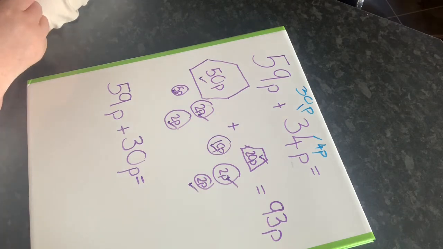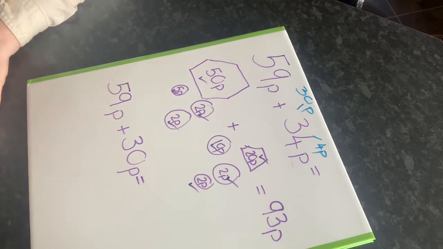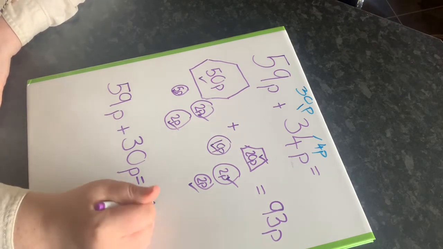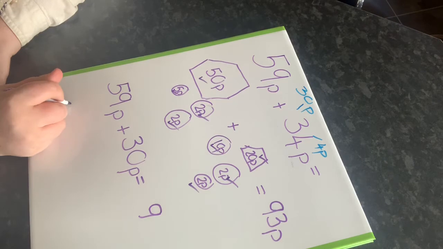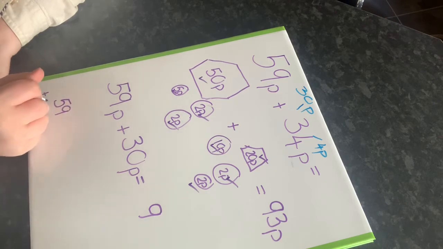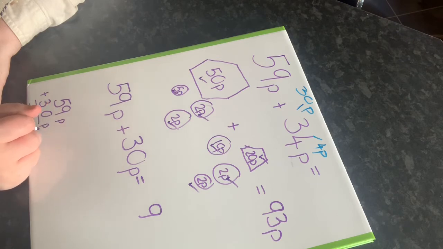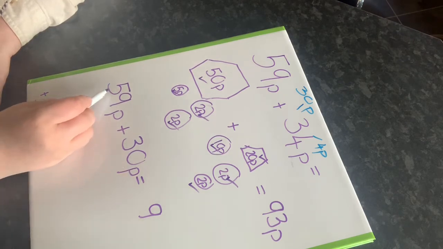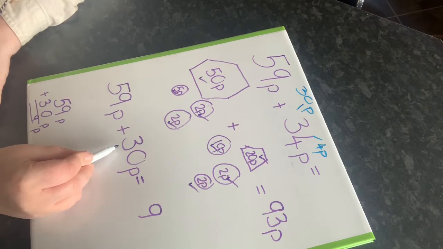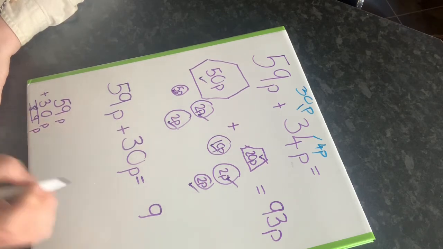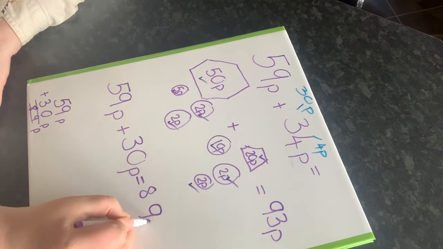So 59 add 30. We are not changing the units, so the answer in the units column will stay as 9. You can do a chimney sum if that helps you. And you can see that it would stay as 9. Then you can add your 10s. So 5 add 3, 50 add 30 is 80, which is 8 tens. So we would get 89p.